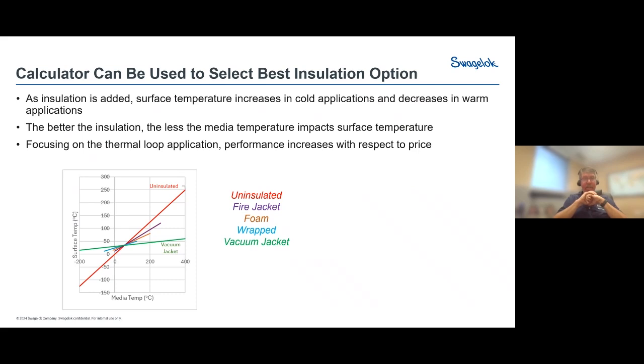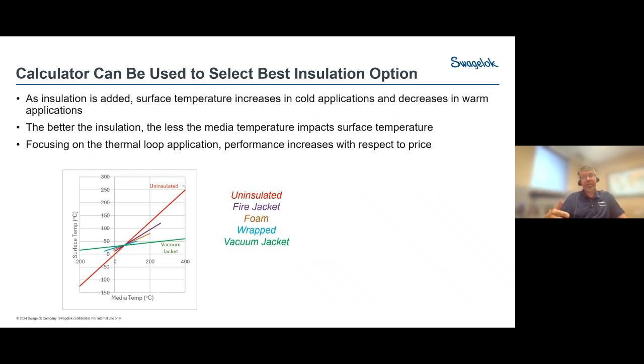We can take our calculator for all these different types. I know there's a lot here on this graph, and we can see which is best for a particular application. So in this graph, you see here the uninsulated hose is shown in red through a wide temperature range. This particular one goes down to -200 C and up to 400 C.